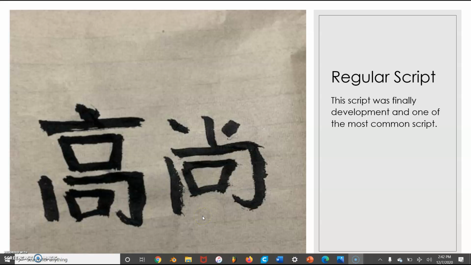Next, we have the regular script. This script is the most developed and mature script of all, and is the most common script around the world. This script is a combination of the seal and clerical script due to the characteristics of the rectangle shapes and the round shapes from the seal and clerical script.